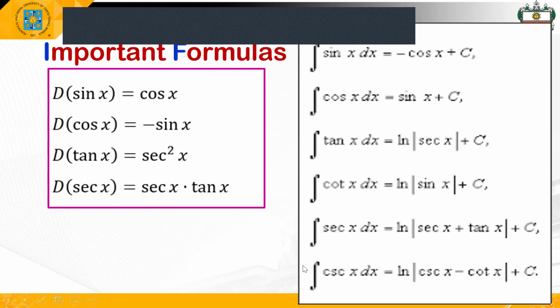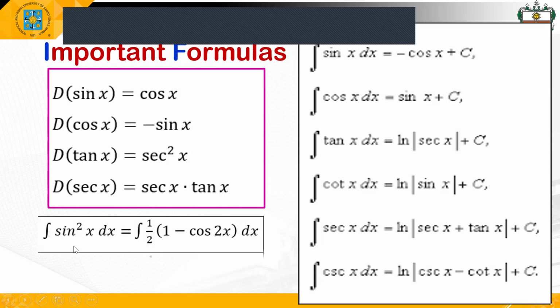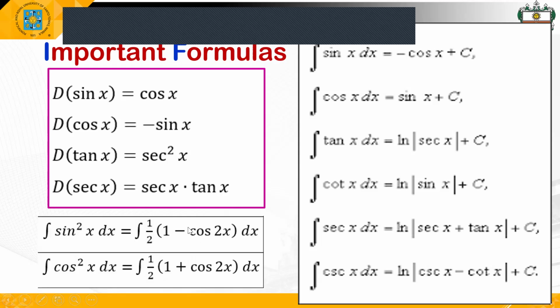Okay. Aside from this, we also have to know that sine squared x, using the half angle identity, can be expressed as 1/2 times the quantity 1 minus cosine 2x. It's like 1 minus cosine 2x all over 2. Tapos, yung cosine squared x naman, we just have to replace this minus with the plus. So that's 1/2 times the quantity 1 plus cosine of 2x.